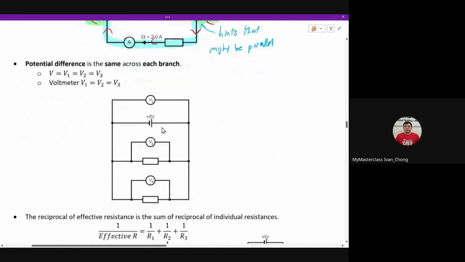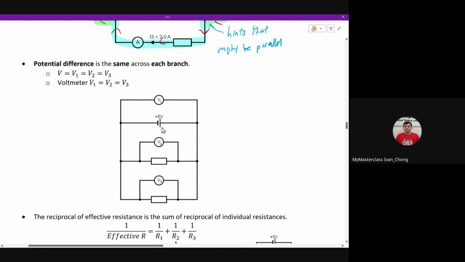Okay, now something special about your parallel is that your potential difference is the same across each. Do take note, it is each branch, not each component, each branch. So if this is your battery, this is V2, this is V3. Across the same parallel sides, you have the same voltage. Total V equals V1 equals V2.